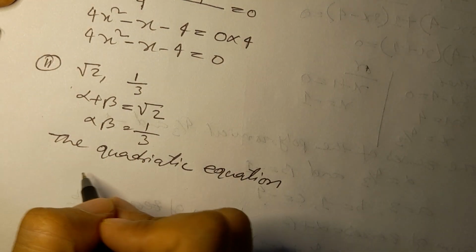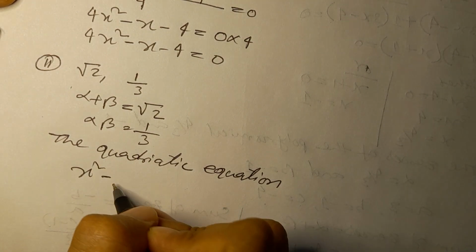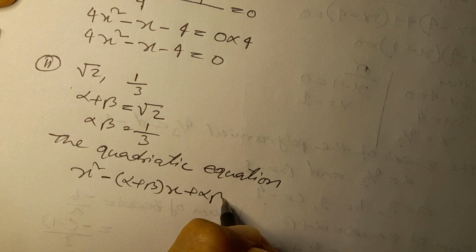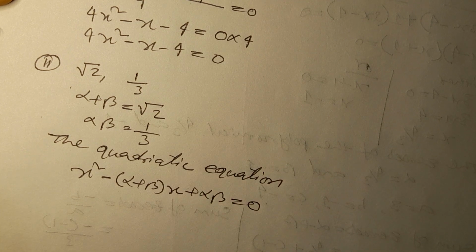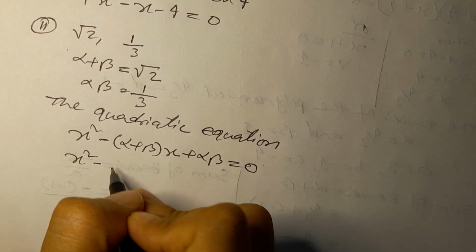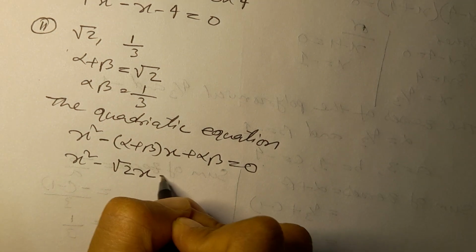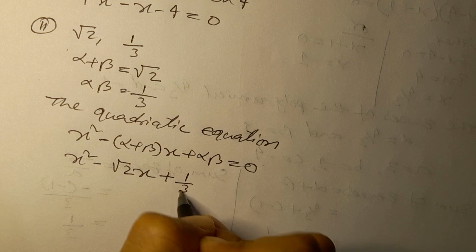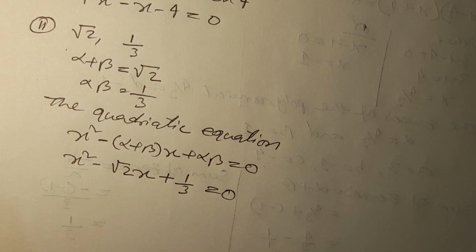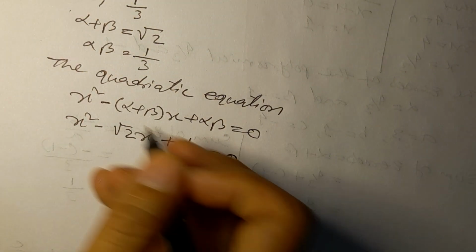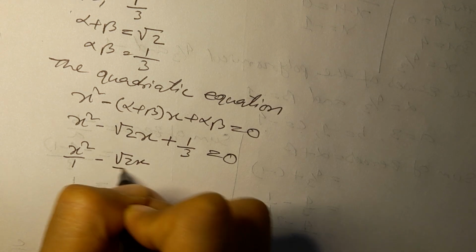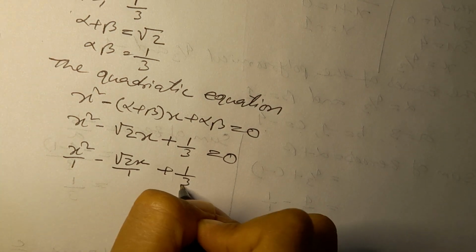So that is x square minus, here the sign is minus, alpha plus beta x plus alpha beta equal to 0. Now replace and put in the values: x square minus alpha plus beta, the sum of zeros, that is root 2 x, plus, what is the product? That is 1 by 3, equal to 0. Here the terms are not fractions, so make them fractions. Here also you can divide by 1, or if you want you can write the next step. X square by 1 became a fraction, root 2 x by 1 became a fraction, plus 1 by 3 is also a fraction.